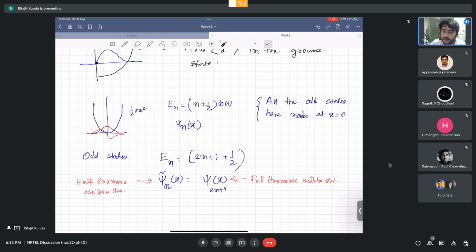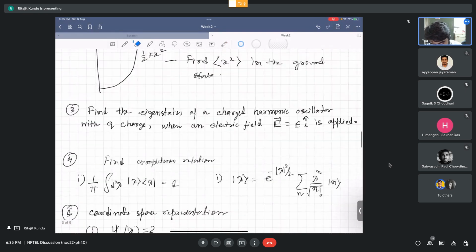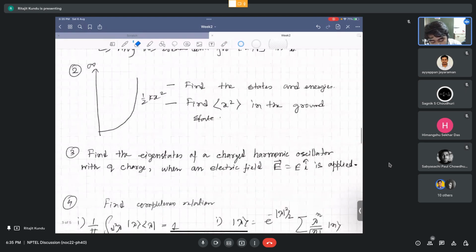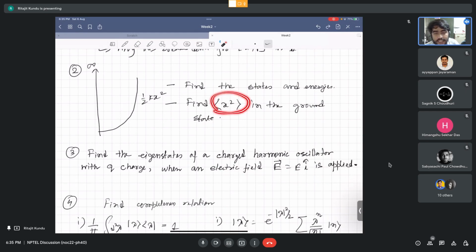Right. Okay, so let's move on to the next one. All right, so I just missed a part. Given that you know all of the states, you can actually find out what the x square average is. I'll leave that for you. You just take the odd solution of the full harmonic oscillator and plug it into x square in those expectation values, and you will be able to get all of these x square averages. So you can calculate it at the ground state also.